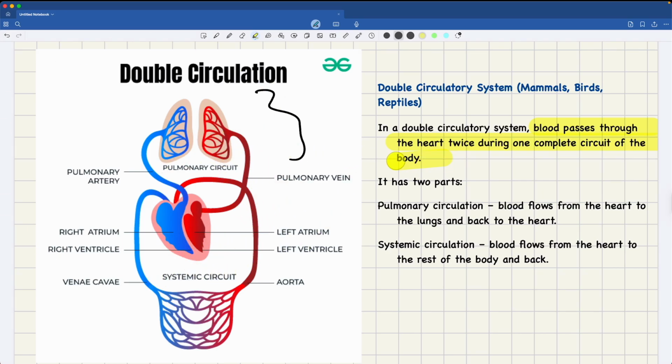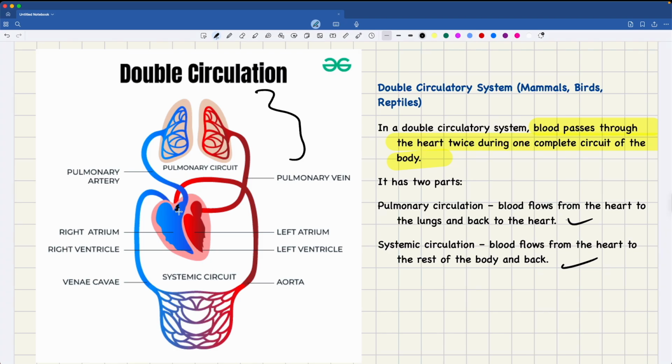There are two types of circulation. One is pulmonary circulation and one is systemic circulation. Pulmonary circulation is basically the blood flow from the heart.